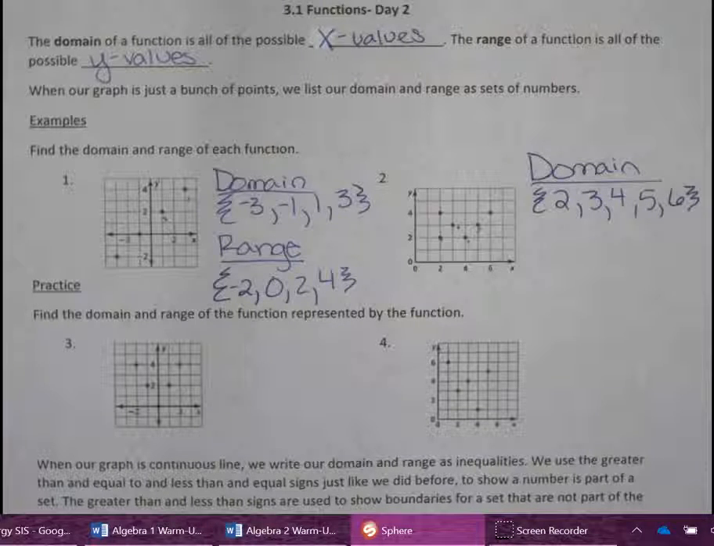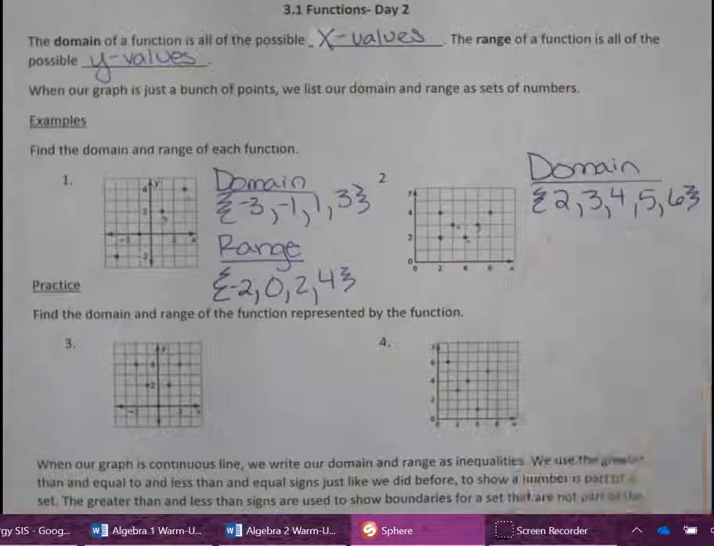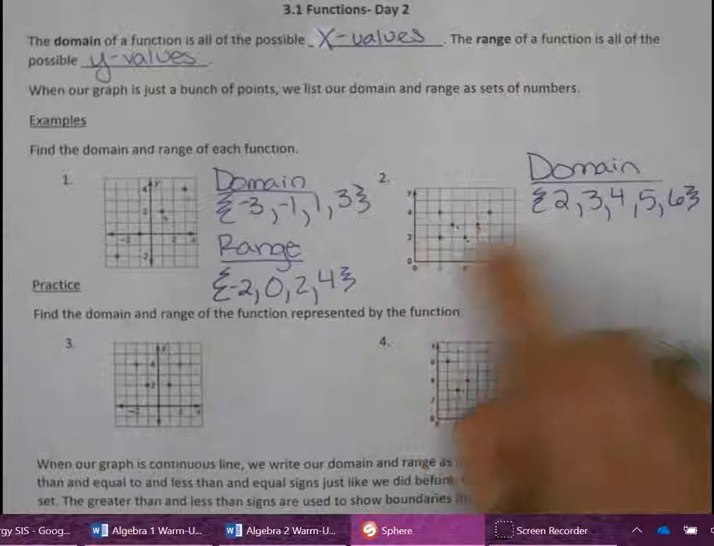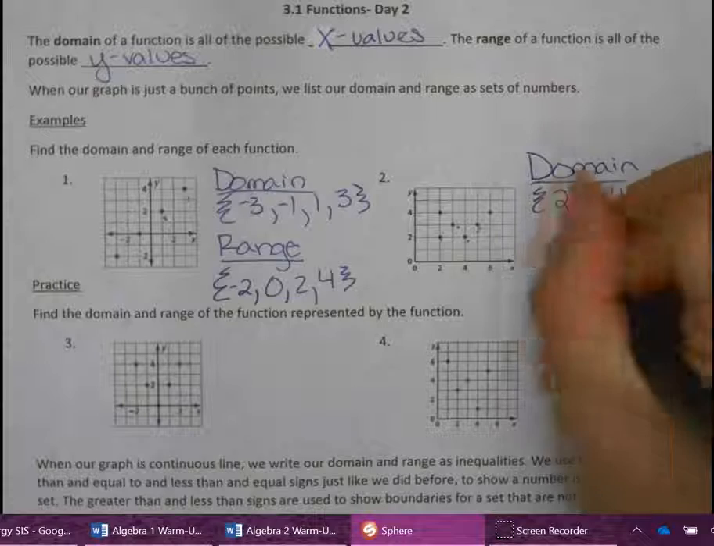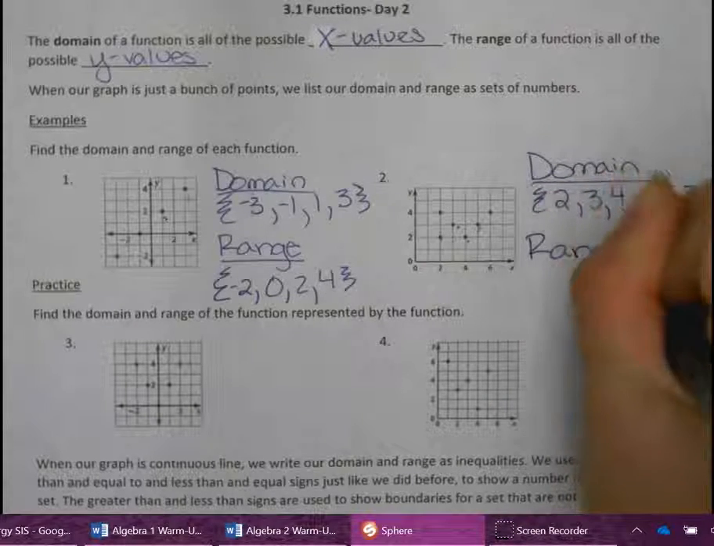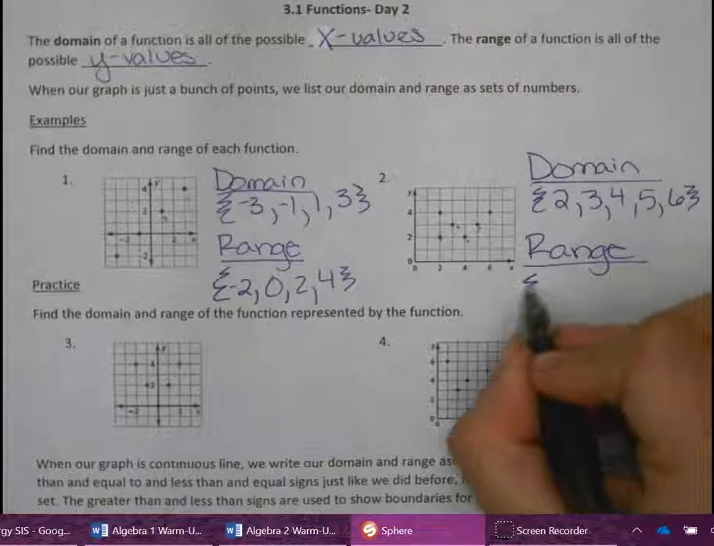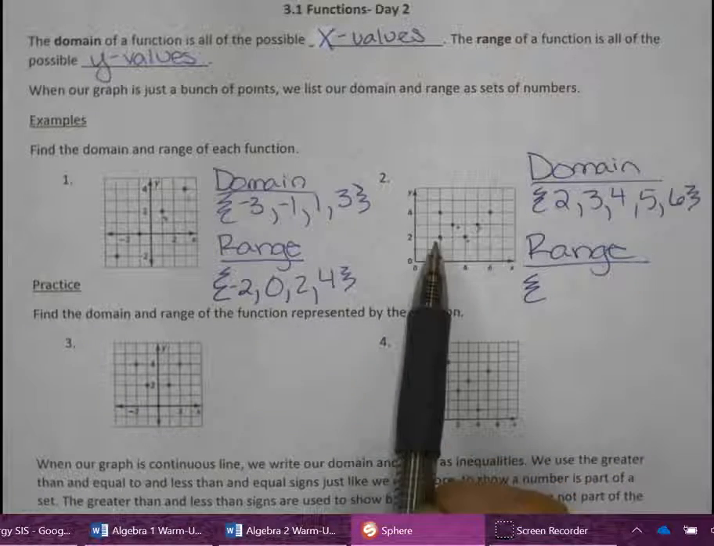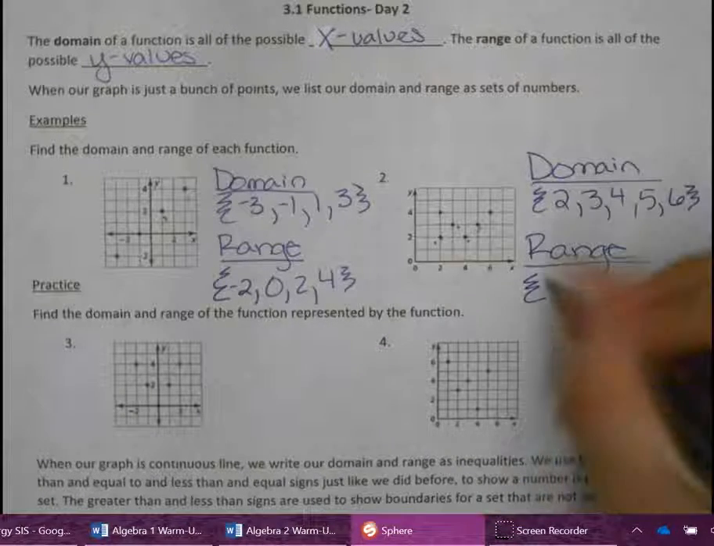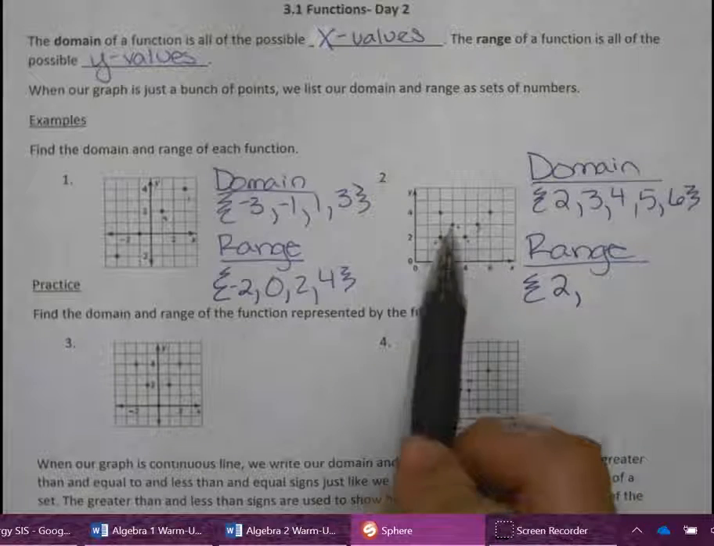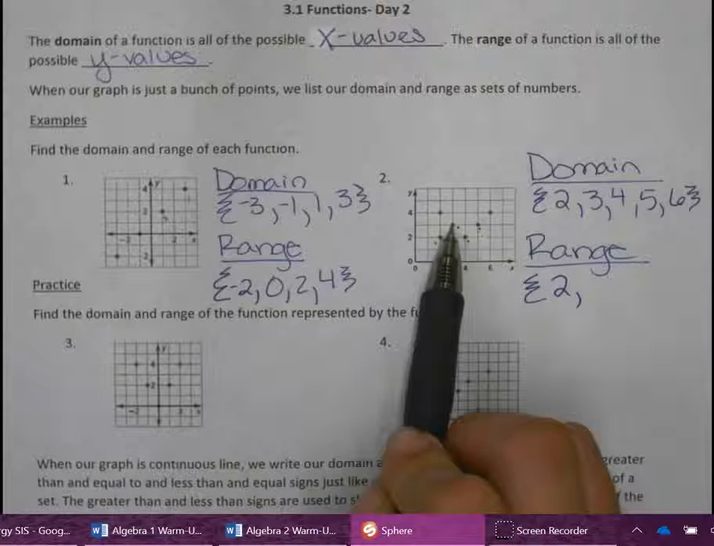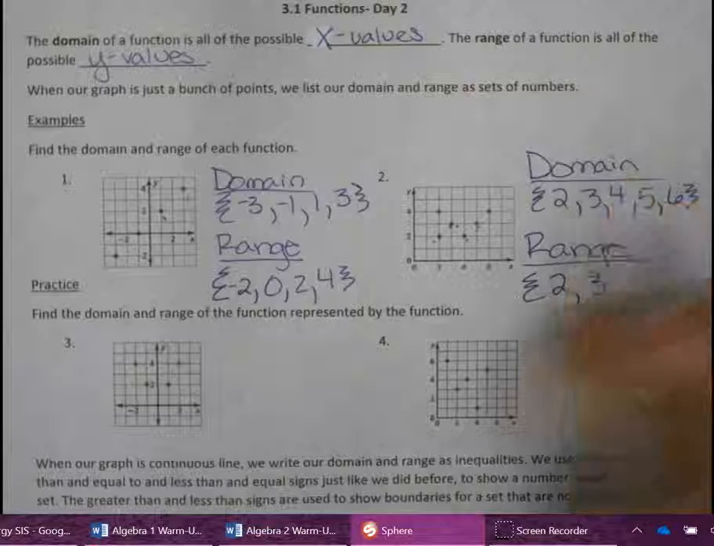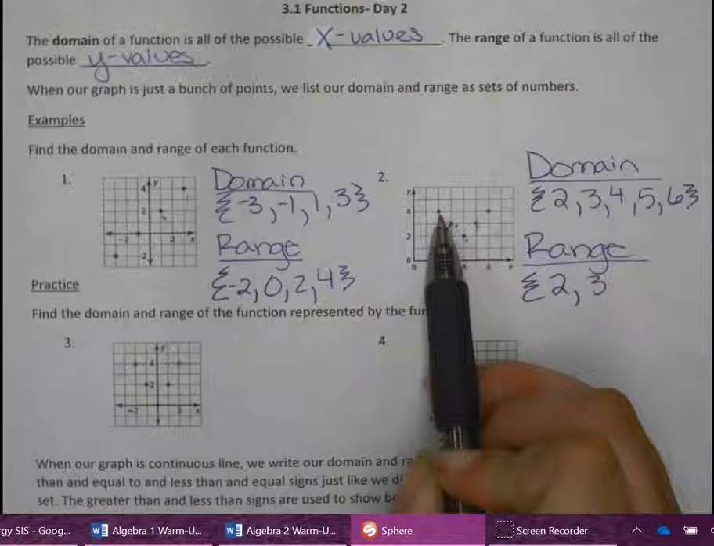If there's more than one of the same one, I just write it once. So like on 2, how there was 2, I only had to write that once. Okay, so then for my range, these are the y values. So what's my y value right here? 2. Right here? 3. And then my last y value is 4.